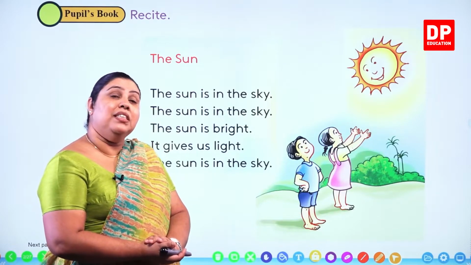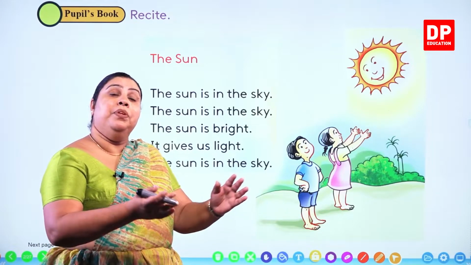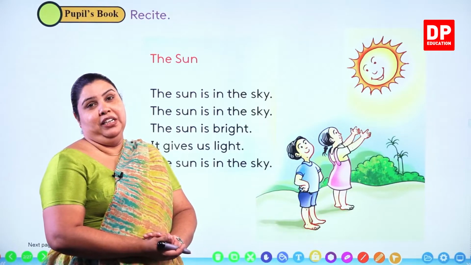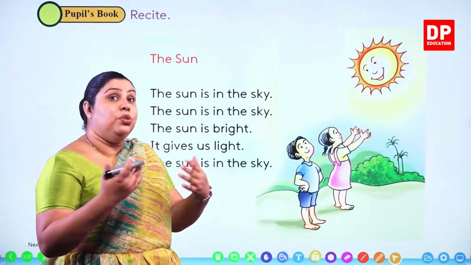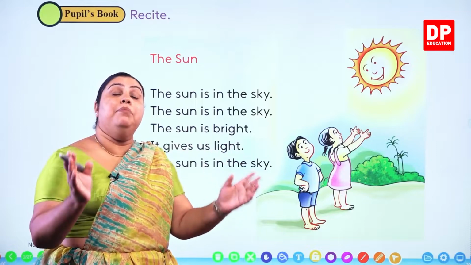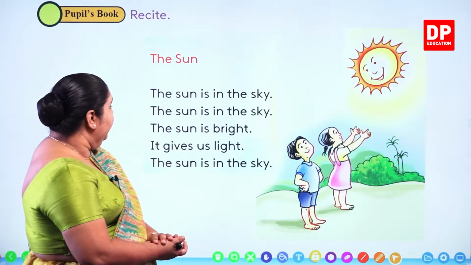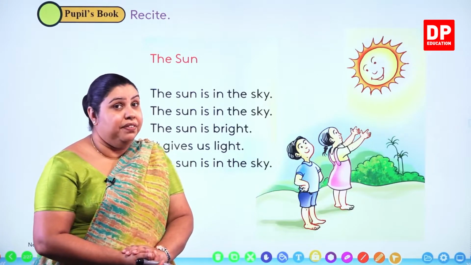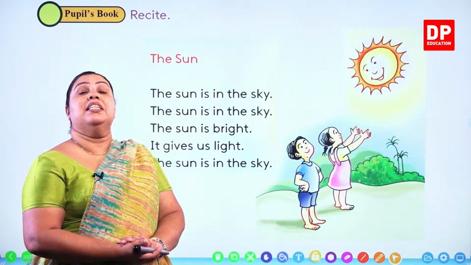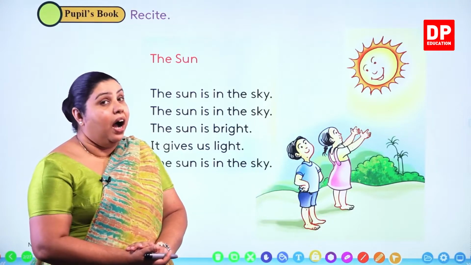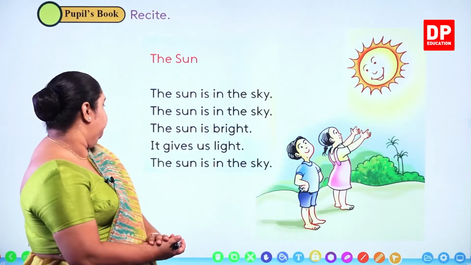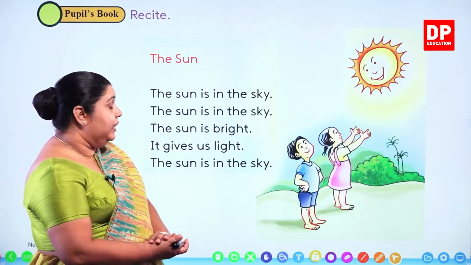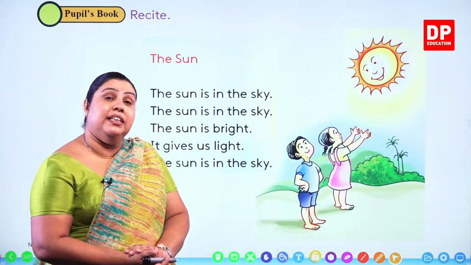We have to have the sunlight in order to see everything properly. So the sun helps us to see because the sun is very bright. It gives us light. What is the sun giving us? The sun gives us light. The sun is in the sky.